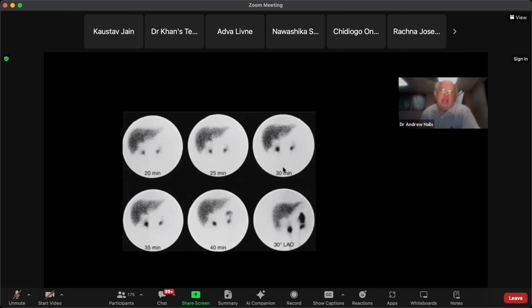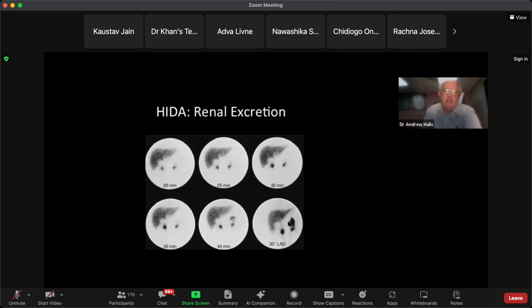And this is just to say on a HIDA scan, you can also get some renal excretion. If there's some reason for the radiopharmaceutical not being able to get out by the biliary route, it must get out some way. It will go out through the renal system.